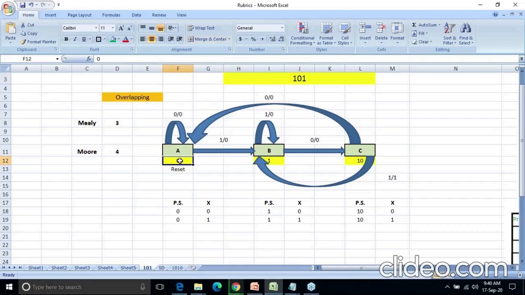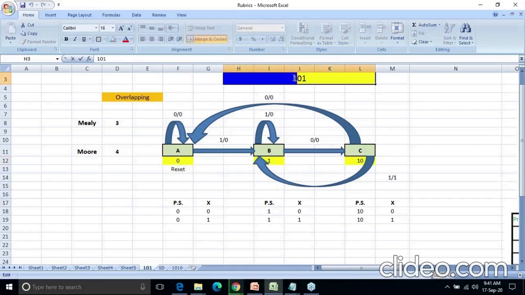So your reset state will always be 0. Okay, so have you done this? Now why have I written 1? As the first bit of this sequence is 1. Yes, listen carefully. My first bit of this sequence is 1, so I have written 1 over here.